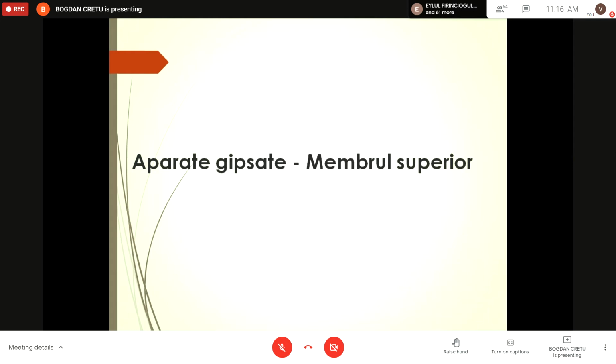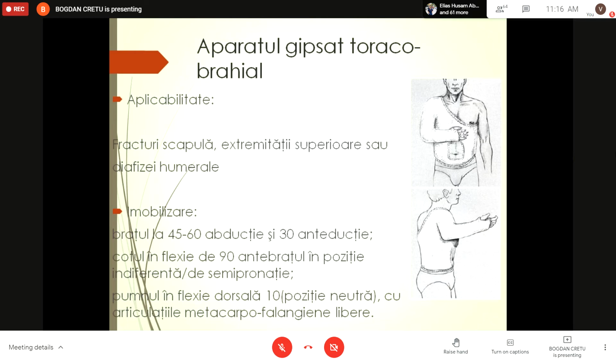So now we'll talk about different types of immobilizations for the upper limb. We have the thoracobrachial immobilization. We use it for scapular fractures, fractures in the higher humerus or diaphyseal humeral fractures. The arm is in 45 to 60 degrees of abduction and 30 degrees of anteduction, with the elbow flexed at 90 degrees.